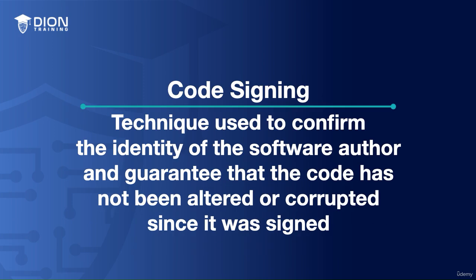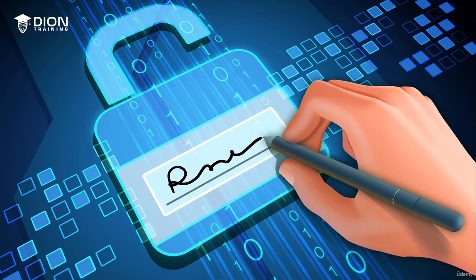To do this, we utilize code signing. Code signing is a technique used to confirm the identity of the software author and guarantee that the code has not been altered or corrupted since it was signed. Code signing involves using a digital signature to authenticate the software's source and integrity. Code signing is the main way to confirm that a piece of code, like a program or script, is genuine and hasn't been tampered with since it was distributed by the developers.